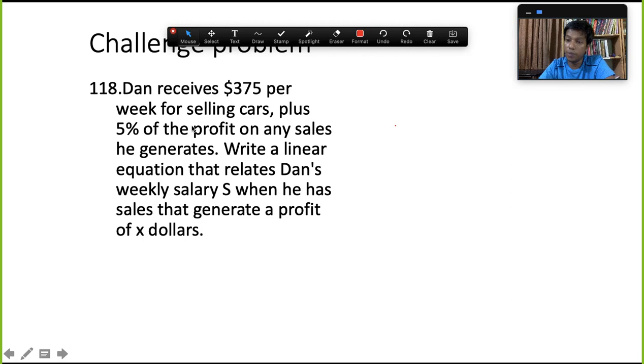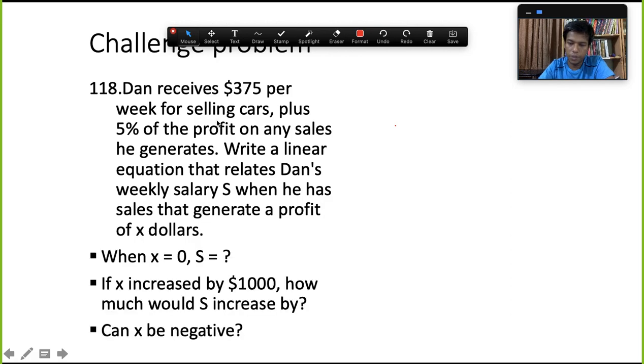5% of the profit the company will give him. So we will have to write an equation. That equation will definitely be something like 5% of something plus this. 5% of, let's say, x, then plus this, if x is the profit generated by his sales. Okay, let me show you.